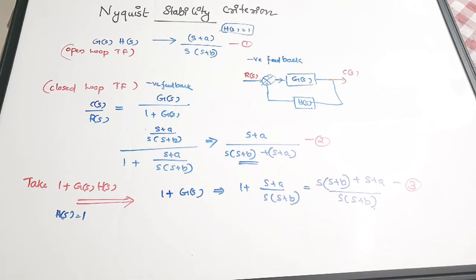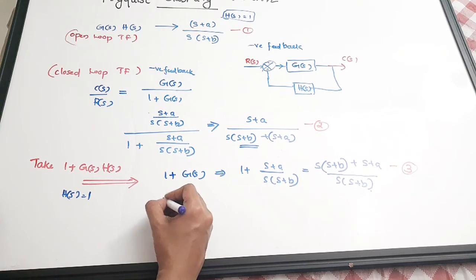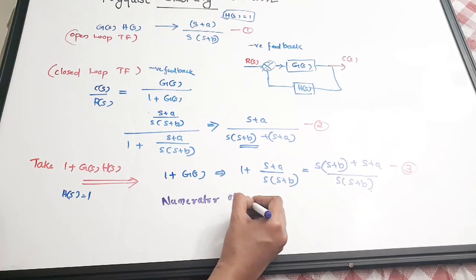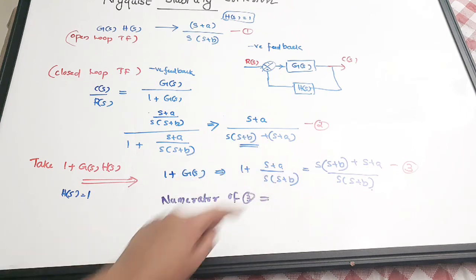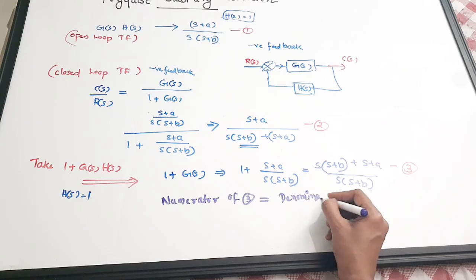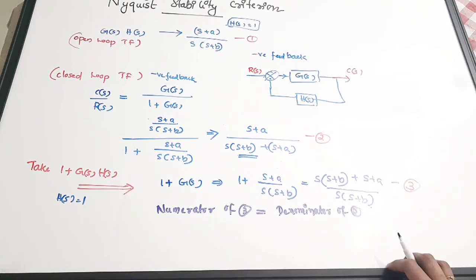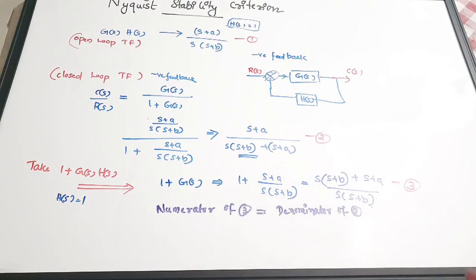I'll write my inferences below. Okay. So, I'm going to use a different color. So, the numerator of 3 equal to, that is an equal, right? They are both equal. Numerator of 3 is equal to denominator of 2. Am I right? Yes. Okay. So, the numerator of 3 is the denominator of 2. That's right. Next one.